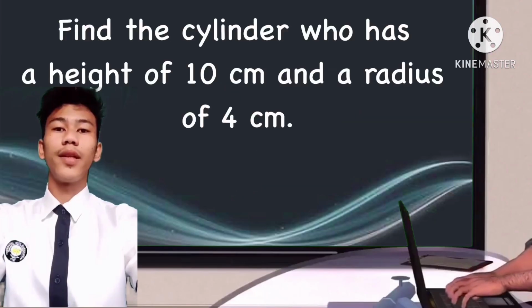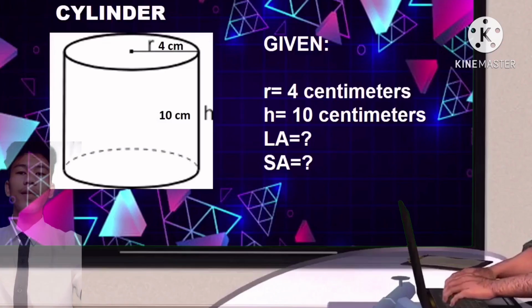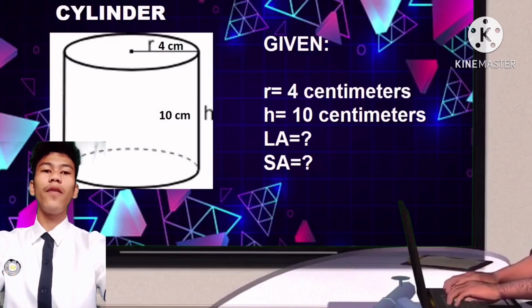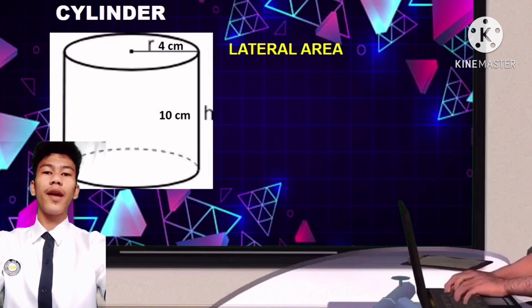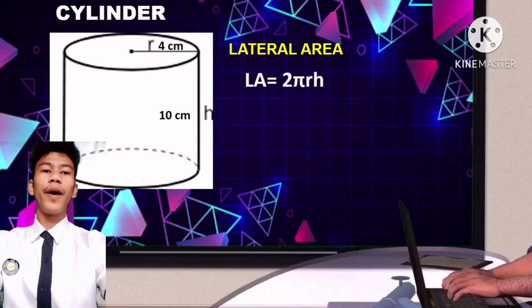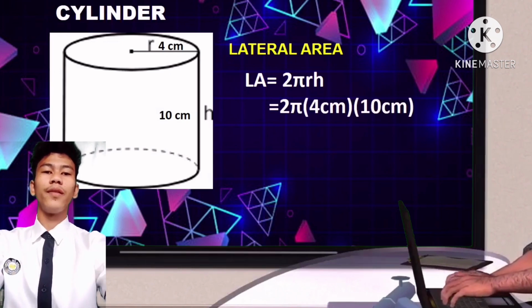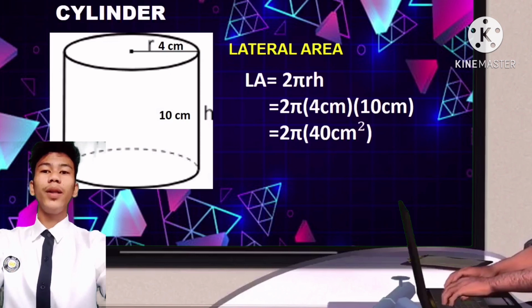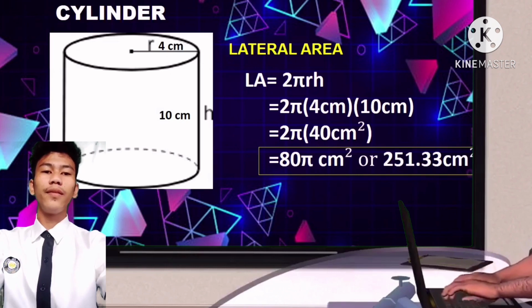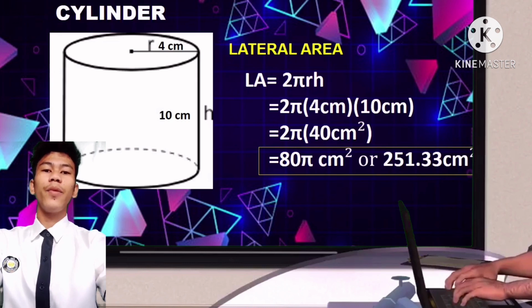Let's try to solve a problem. In this problem, the cylinder has a height of 10 cm and a radius of 4 cm. The first step we need to do is to find the lateral area. The solution is lateral area equals 2 pi multiplied by radius and multiplied by height. Now, substitute the given. So, lateral area equals 2 pi multiplied by 4 and multiplied by 10. Then solve it. The answer is 80 pi centimeters squared.